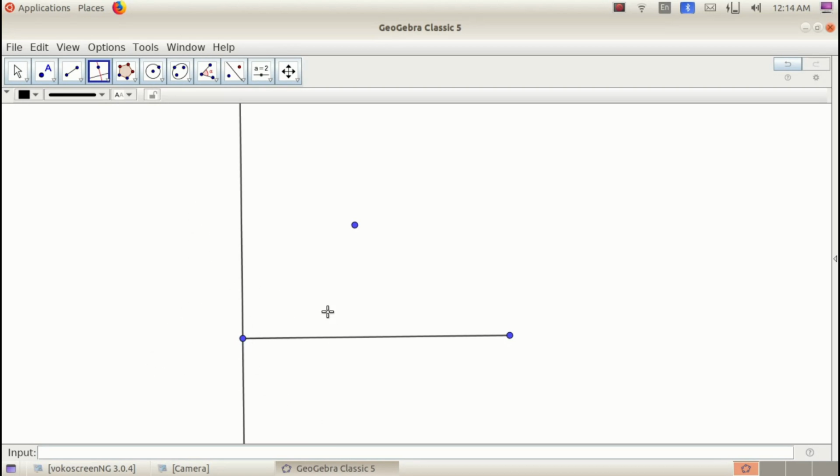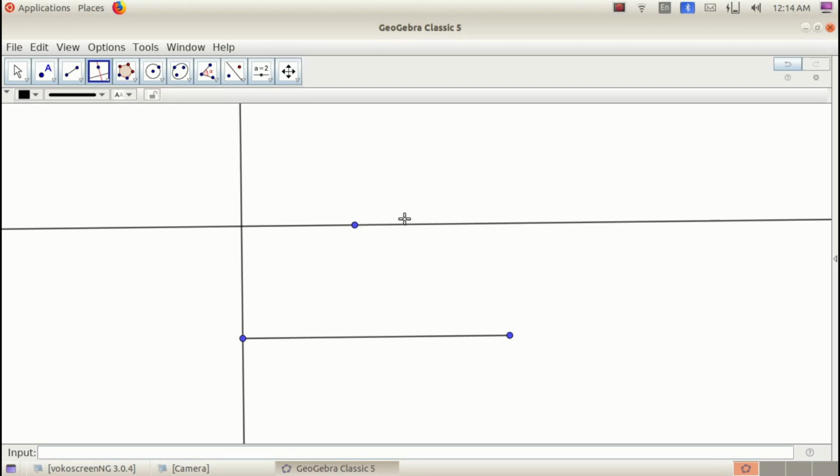These two lines are perpendicular to each other. Then again we draw a perpendicular line for this perpendicular line, that is, perpendicular to perpendicular. Now this top line is perpendicular to this vertical line, and this vertical line is perpendicular to the horizontal bottom line. By using this method we can draw parallel lines.